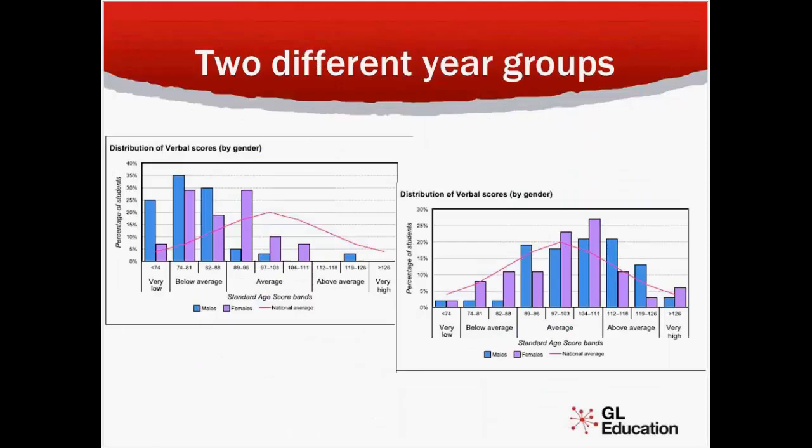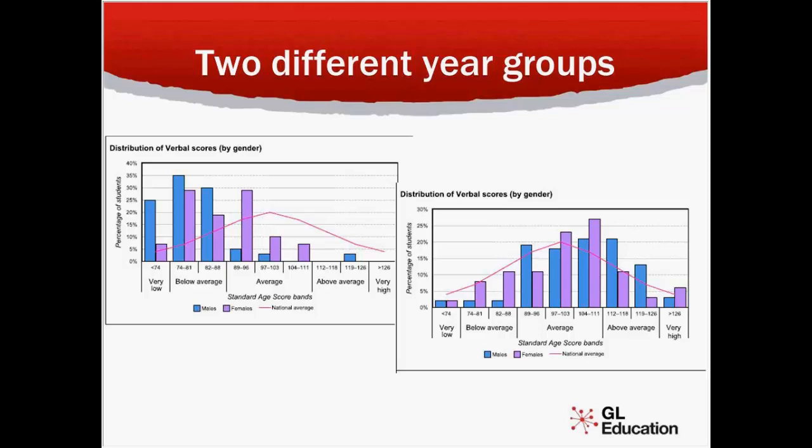Okay. This next graph shows you the impact that these can have. So now we're just looking at verbal scores. Those are two different year groups in the same school. Let me take you through the diagram and what it means. The horizontal axis is where the standardized age score is plotted. So the further to the left you are, the lower the scores. The further to the right you are, the higher the scores. The bar indicates if it's blue whether you're a male, and if it's pink whether you're a female. And the pink line is the national average.